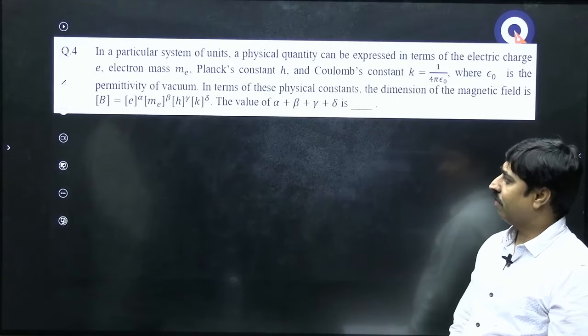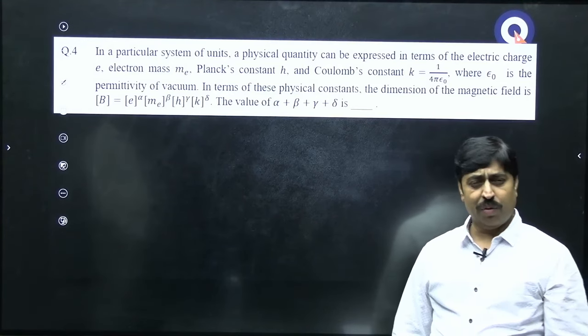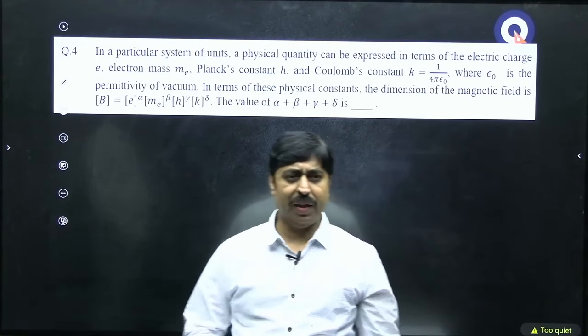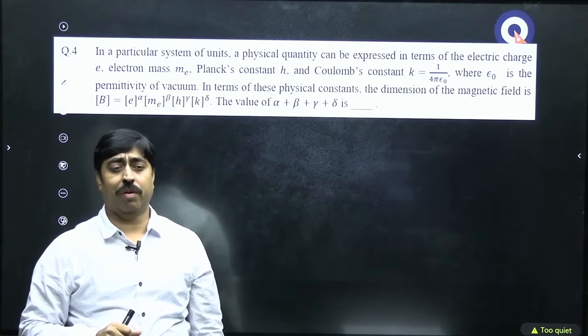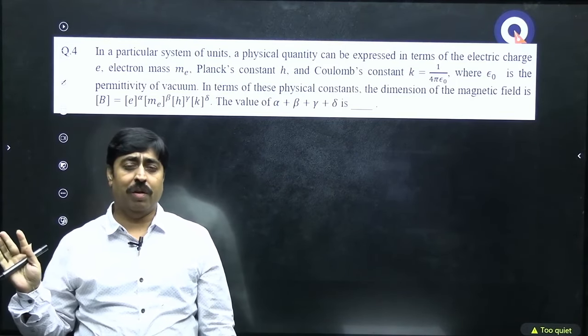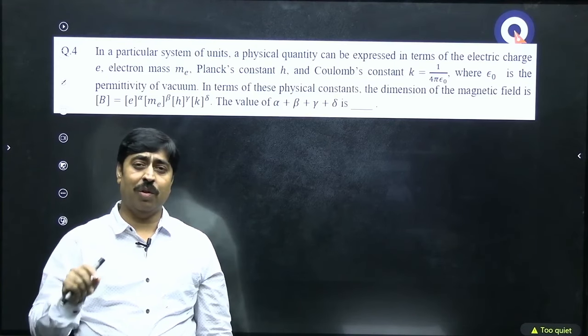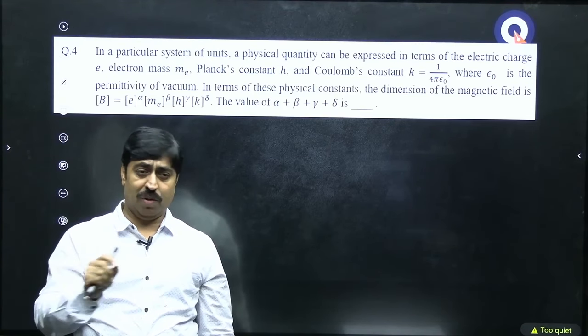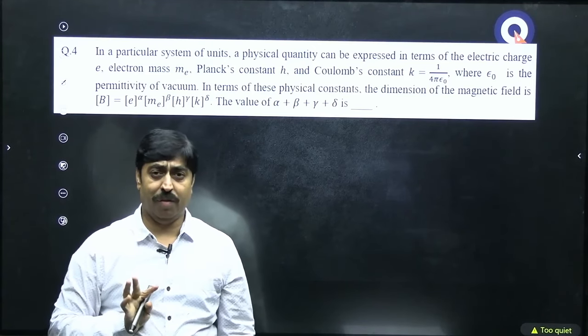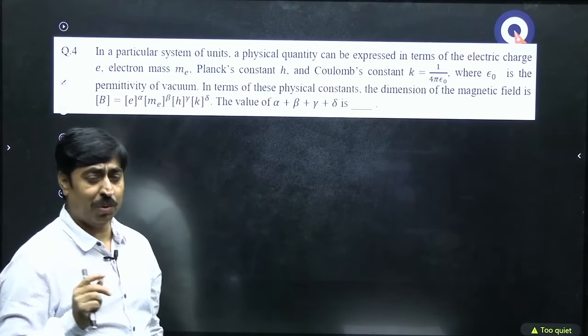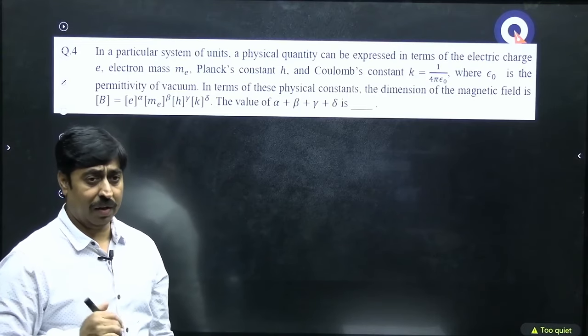Leave it. Now, this is a question which may be a bit lengthy. But every sincere aspirant knows how to solve it. The only thing is, you have to do it with a little bit of care so that you don't commit any arithmetical mistake. Otherwise, this is a very simple question based on dimensional analysis.